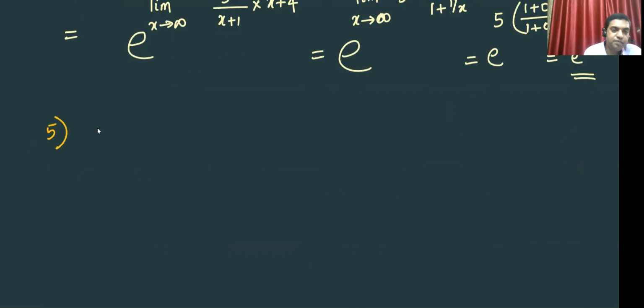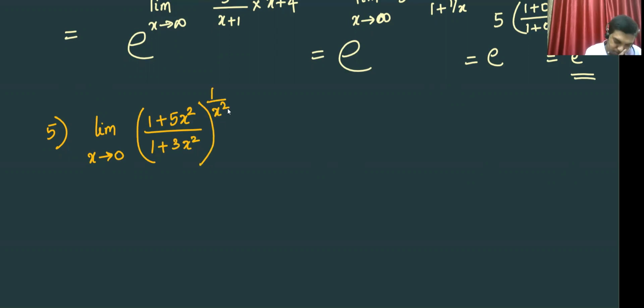Now evaluate the limit x tending to 0, (1 plus 5x square) by (1 plus 3x square), whole to the power 1 upon x square. So now again, this is 1 raised to the power infinity form. How will you do this?